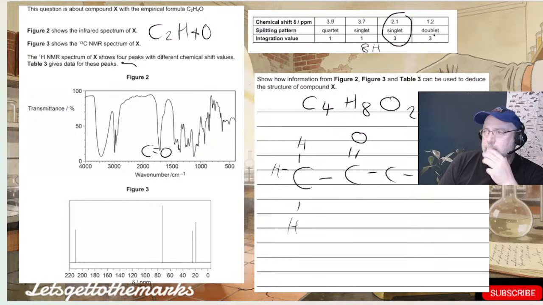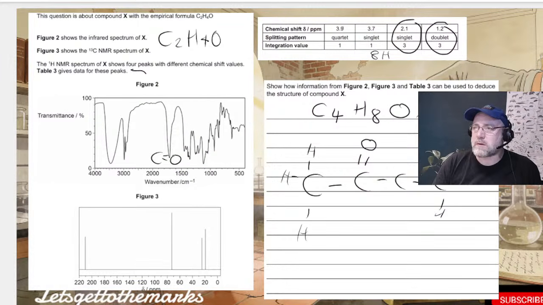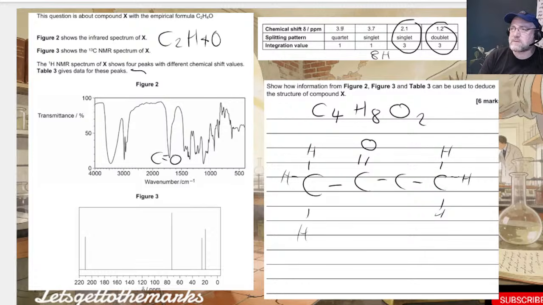Then we come here and we go, okay, somebody is next to a doublet. This looks like another CH3. Why do we know it's a CH3? Because we've got an integration trace of 3. My face is all over that. Let me just move my face.